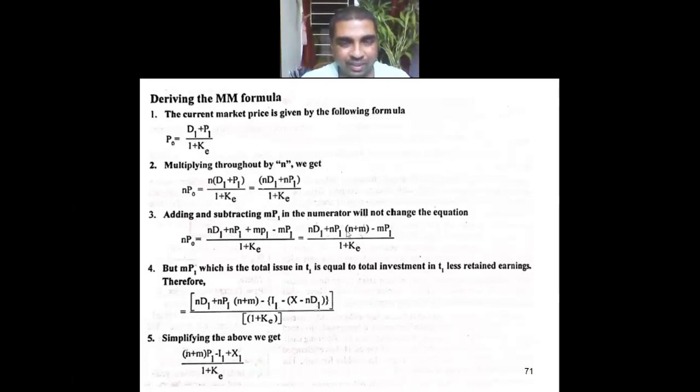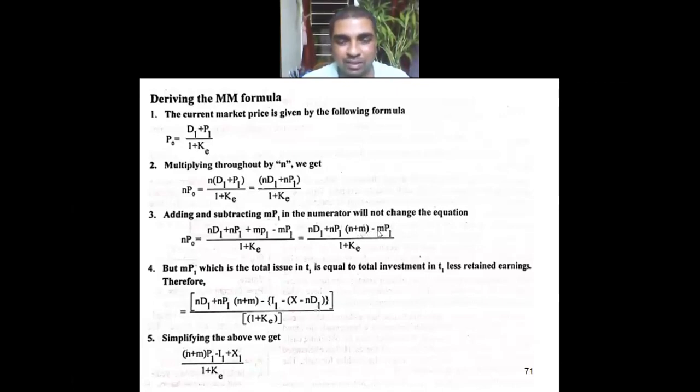Sir, I'm asking what happens here. After taking P1 common, it should be N plus M, so your point is okay. You say here it should be only P1 instead of MP1. You are right, it should be P1. That's right. It's a printing error kind of thing. Okay, that means the new share is not plus, it's old.